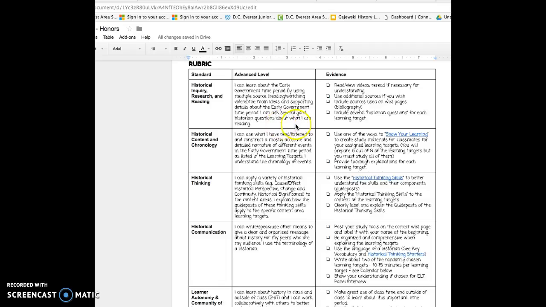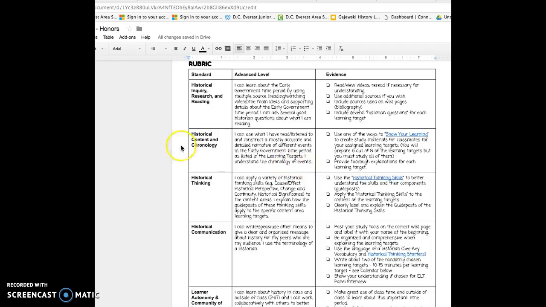And it also says that you're going to ask some good historian questions. Whenever we're studying history, we want to be able to do that. And then over here, again, it kind of explains this maybe in a little better way. Again, watch videos, reread if necessary, use additional sources if you wish, and include those sources on your wiki pages, which we'll talk about later, and ask historian questions.